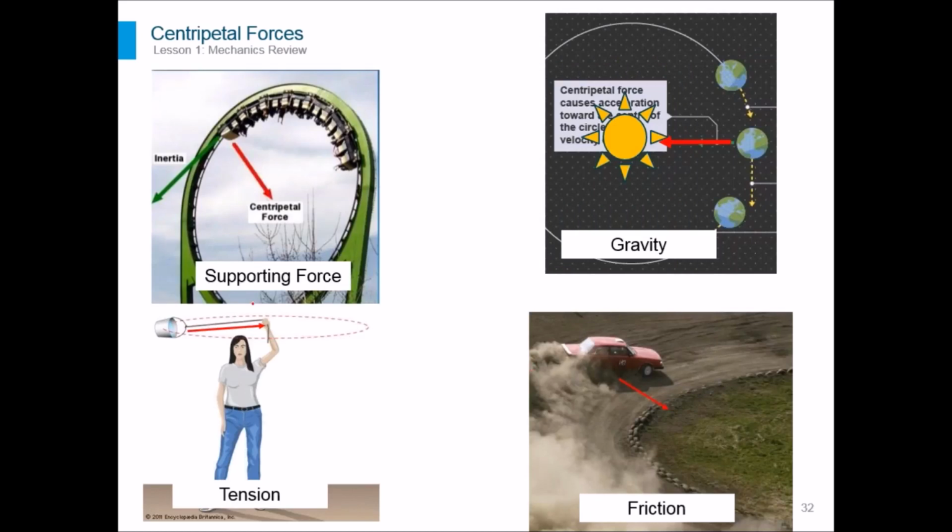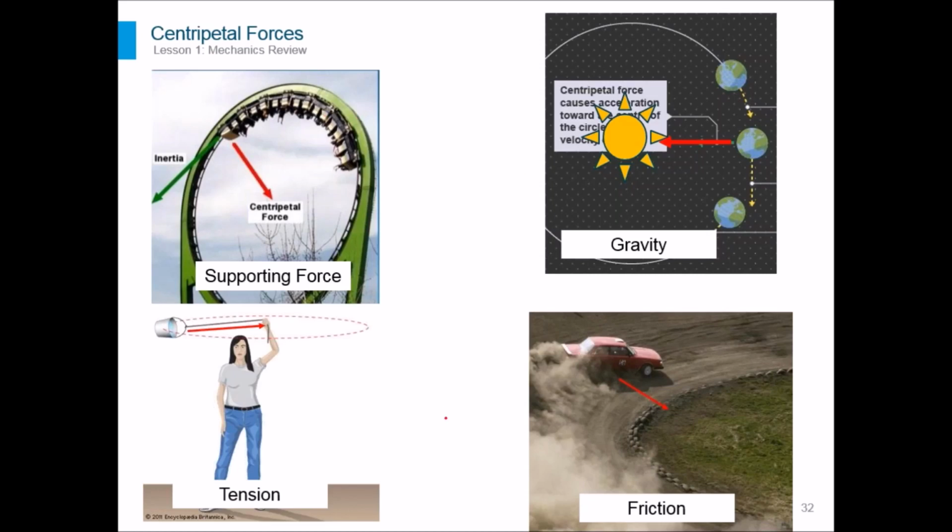So here are some examples. You have supporting force, which is basically just a contact force pushing from the outside. So a roller coaster going around a loop, the centripetal force here is the metal loop pushing on the roller coaster. It keeps it from flying away. Tension, so you've got somebody swinging something around on a string. The tension on the string is what's keeping it in that circle. If you cut the string, it's going to fly away. Gravity is a big, important centripetal force. It keeps the moon going around the earth, and it keeps the earth going around the sun. We'll talk about that a little more.